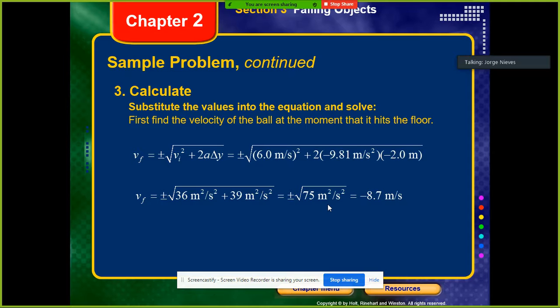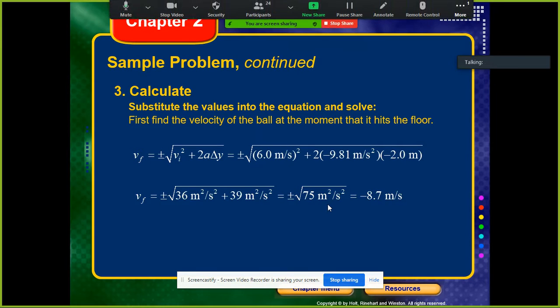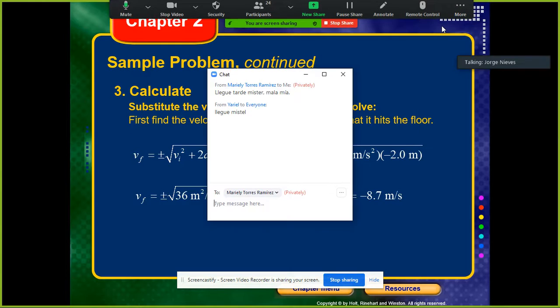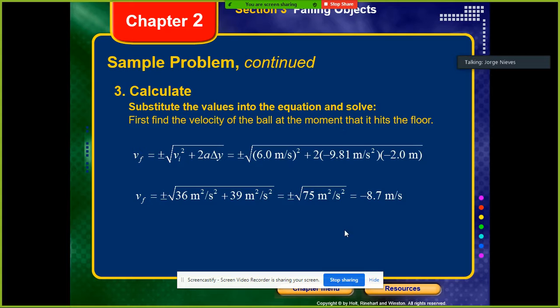And when we apply the square root of 75, that's going to be 8.66. Eso lo vamos a redondear. We're going to round the number, and we're going to obtain that the final velocity is negative 8.7 meters per second. So that's going to be the final velocity. And it's negative because it's going downwards. ¿Alguna pregunta de este ejercicio?